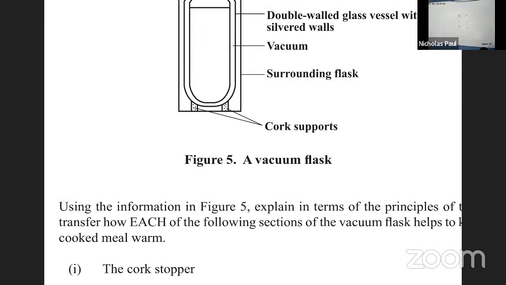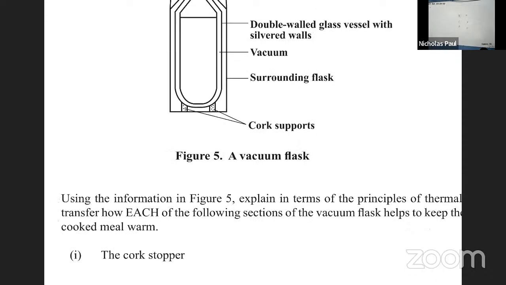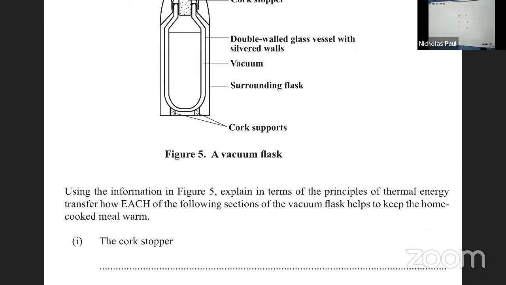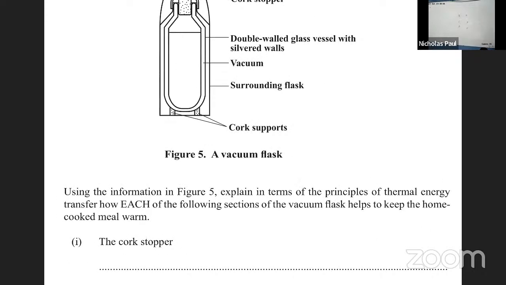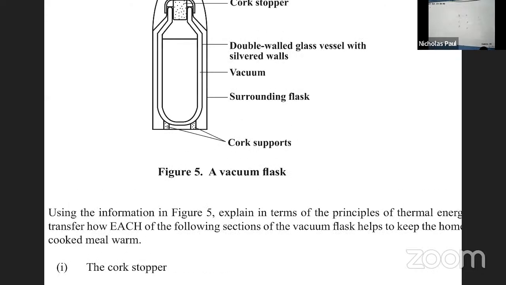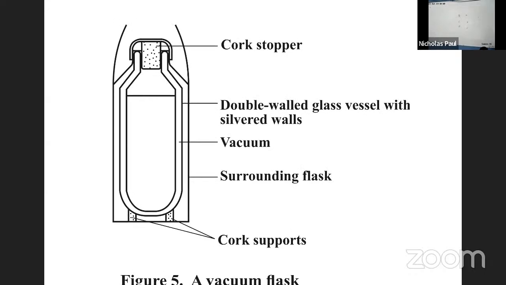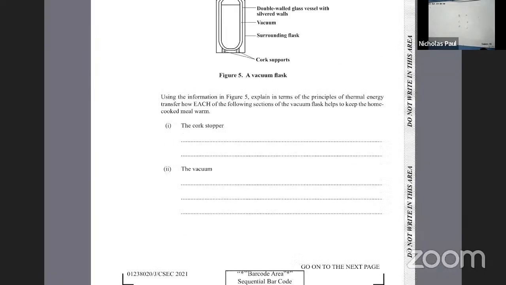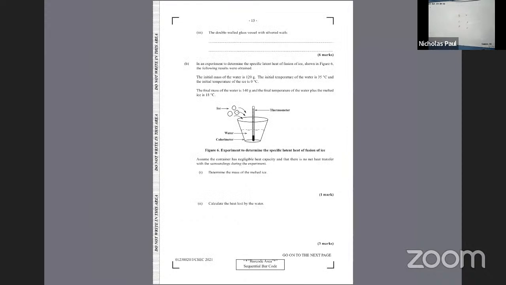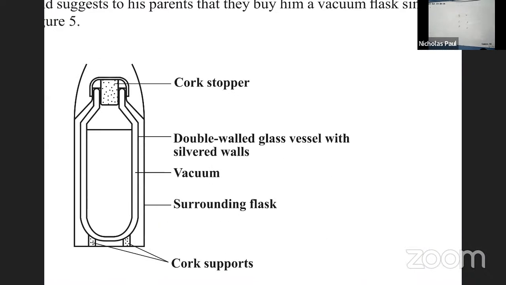Using the information of figure five, explain in terms of the principles of thermal energy transfer how each of the following sections of the vacuum flask helps to keep the homemade meal warm, right? So the cork stopper, the vacuum, and the double wall part. What does the cork stopper do? It prevents heat loss by conduction, because it's a poor conductor of heat, right?